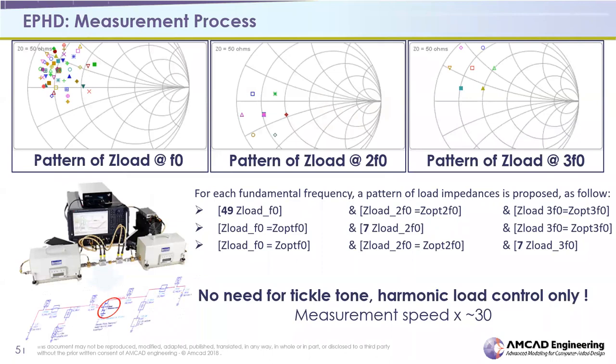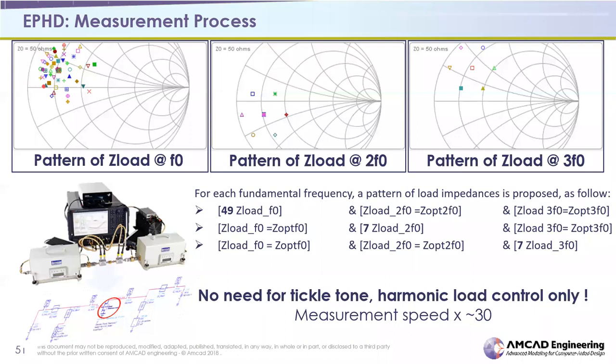The measurements that are needed for the model extraction are very important. For example, for the PHD model, it takes a lot of time because if we have the control of the harmonics, then for every impedance at the third harmonic, we need to do a sweep of the second harmonic. And for every impedance of the second harmonic, we need to do a sweep of the fundamental. So in fact, it's a 3D sweep.